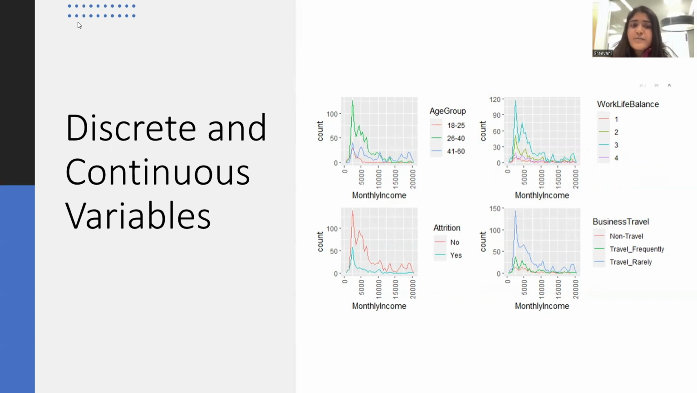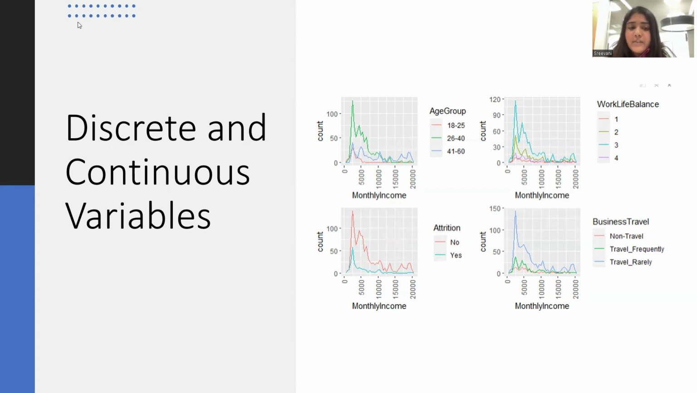So the first graph shows that the age group between 26 to 40 has majority representation on the lower end of the monthly income scale, and the age group between 41 to 60 is equally represented throughout the monthly income scale, while age groups between 18 to 25 and 26 to 40 reach a saturation beyond the 10K mark.